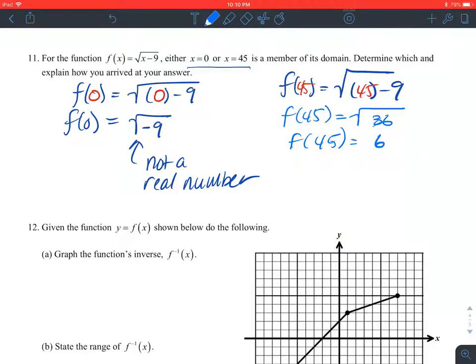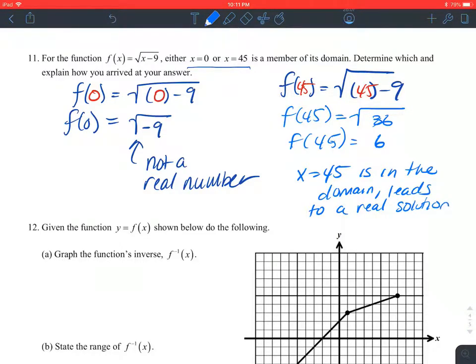So, x equals 45 is in the domain, leads to a real solution. I think by showing this work here, that's enough of a justification for arriving at the answer. You really shouldn't have to explain that.